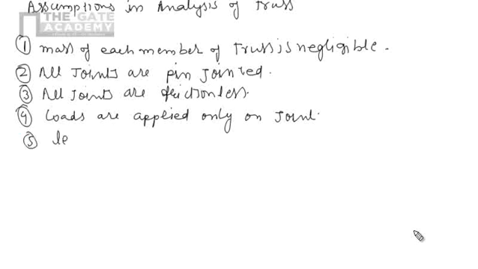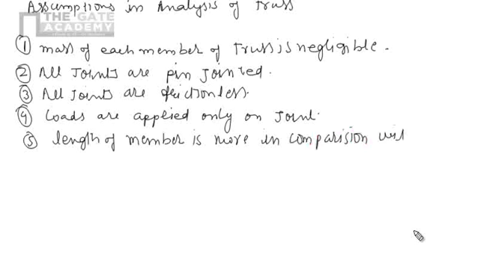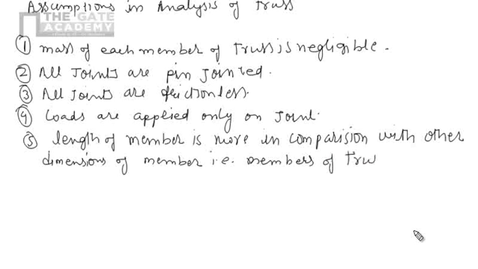Number 5, length of member is more in comparison with other dimension of member. That is, members of truss are slender. Slender means the cross-sectional dimension of the member is negligible in comparison to the length. These are the assumptions we are using for analysis of the truss.